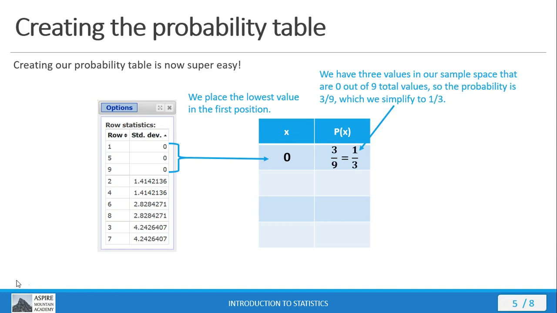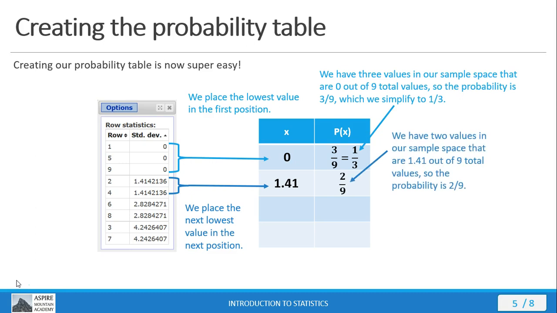The next number that goes in is the next one that's listed in my results window, which is the 1.41. That's going to go here. I place it in the next position. What's its probability? Well, there's 2 of them out of 9 total, so 2/9 is my probability. And I'm going to do the same thing for the other values that I see there in my results window, and that's all there is to it.